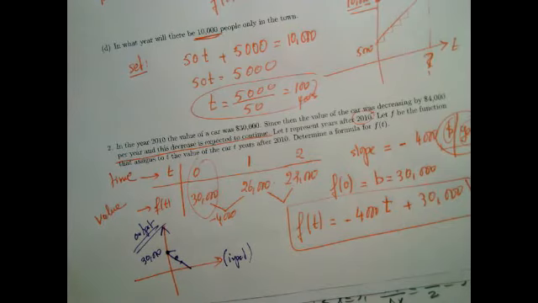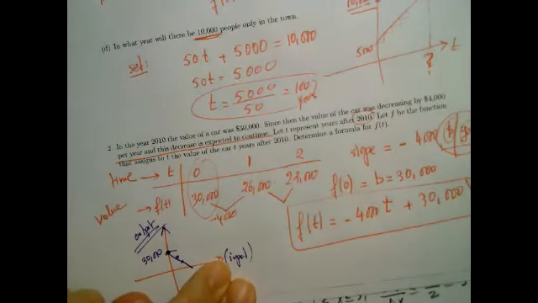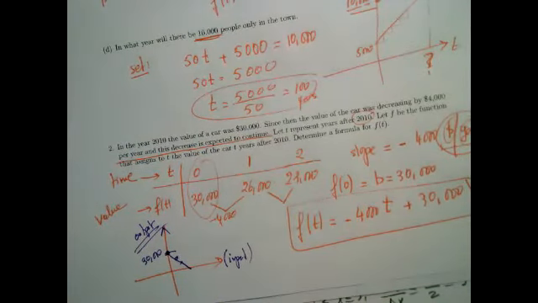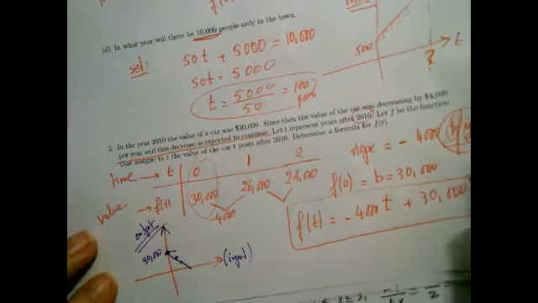Sorry, the intercept is an output when my input is 0. It's this one right there. And always input on the horizontal, the output on the vertical. That's how we graph a function. Okay, I move on.